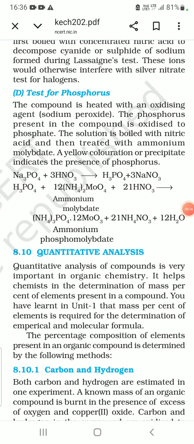It is ammonium phosphomolybdate. The compound is heated with sodium peroxide first, and then this is formed. A yellow colored precipitate indicates the presence of phosphorus.